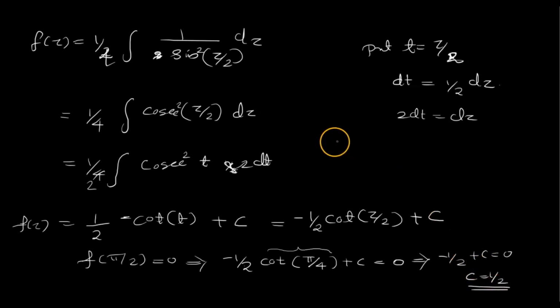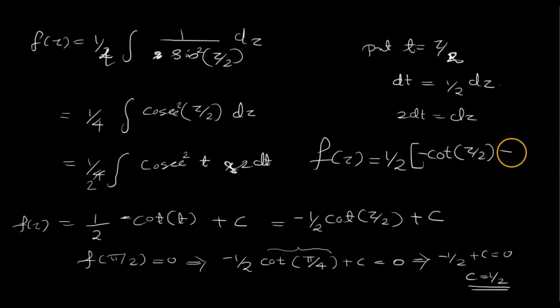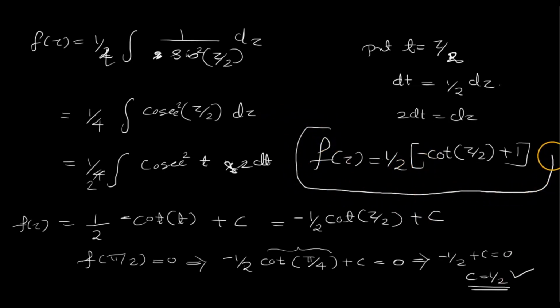So the function becomes f of z is equal to 1 by 2 into minus cot z by 2 plus 1, since c is 1 by 2. So take 1 by 2 outside. So f of z is 1 by 2 times minus cot z by 2 plus 1. This is our analytic function.